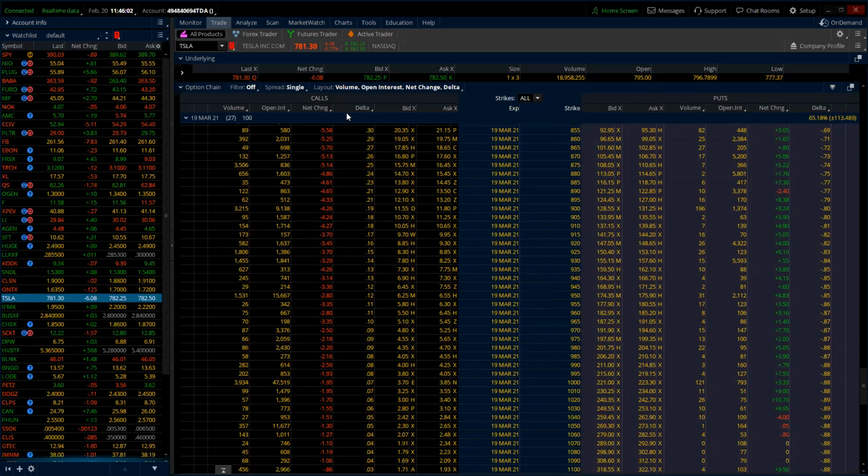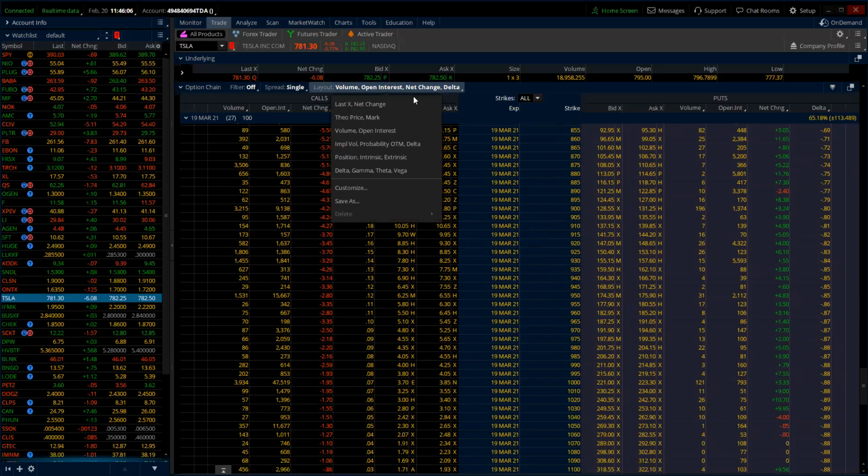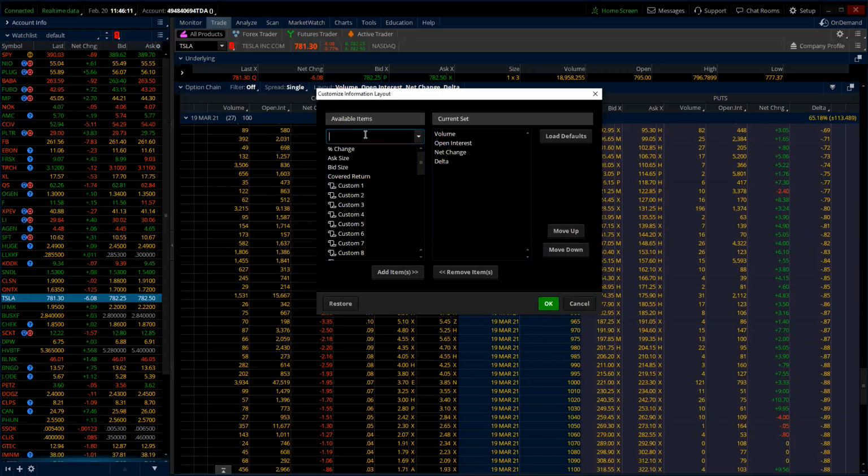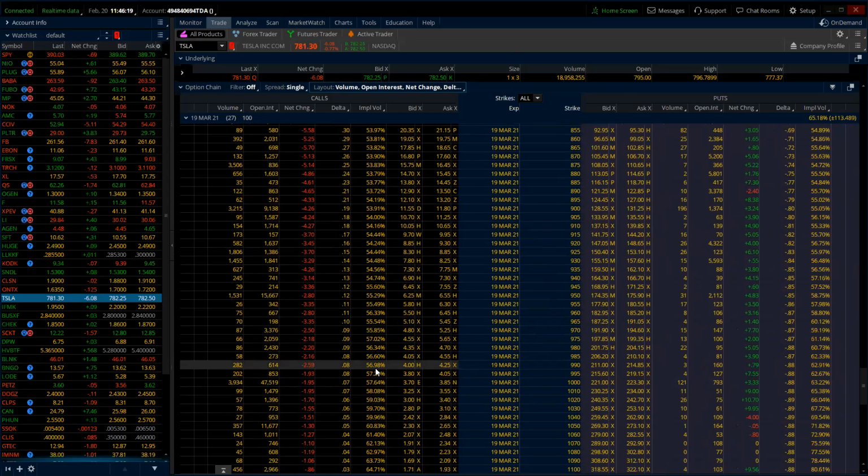What's the name? The implied volatility, you could attach it to your column. Right here you could go to customize and add IV, implied volatility. Go ahead and add that. You can see we're looking at the $1,000 call options, and it's telling you the implied volatility is around 57.6.